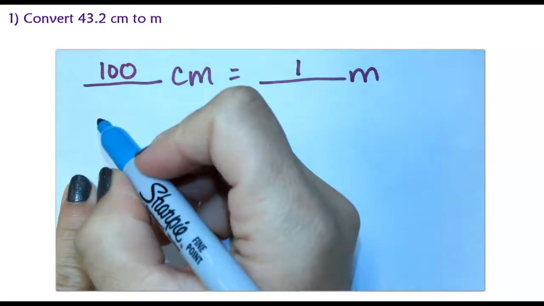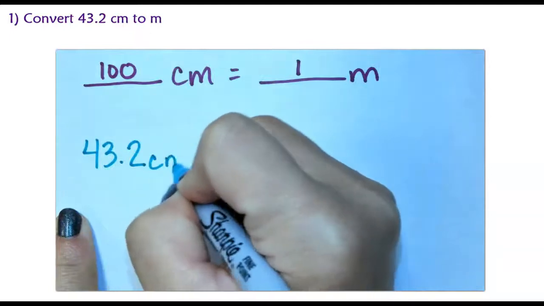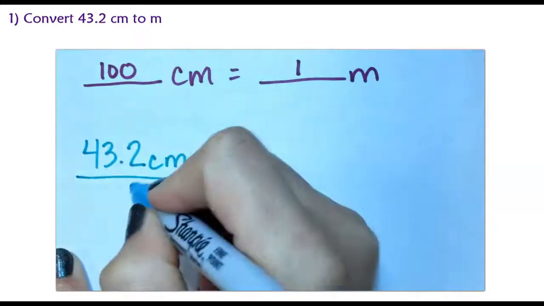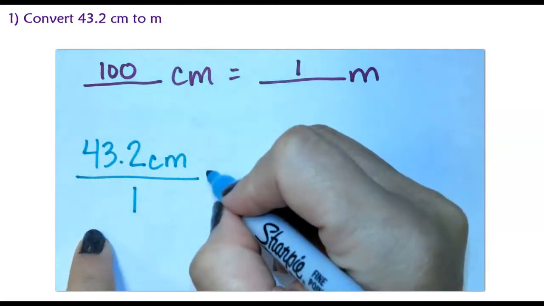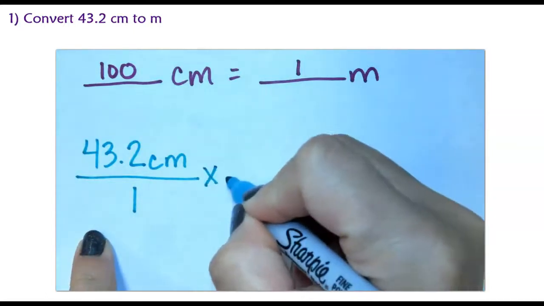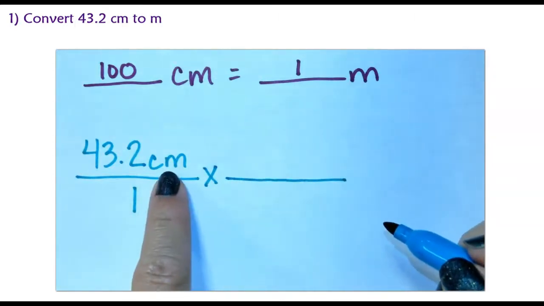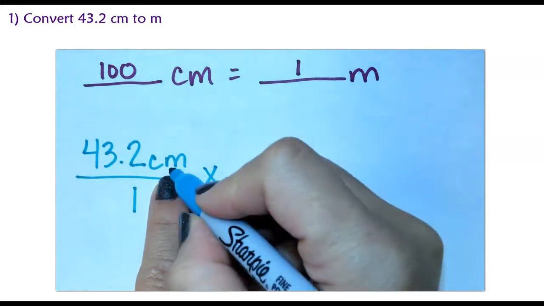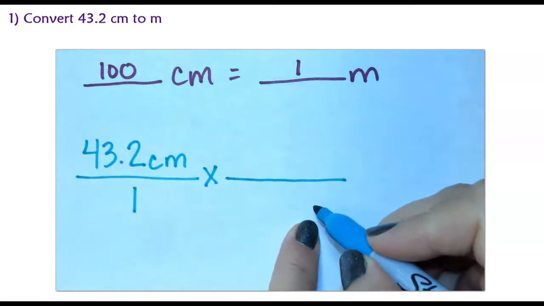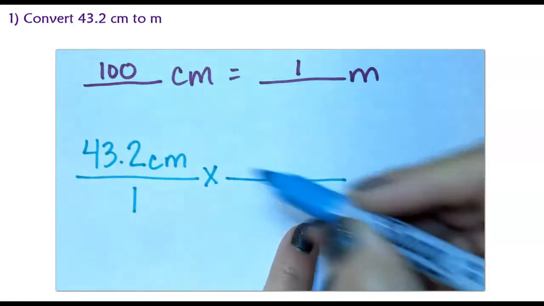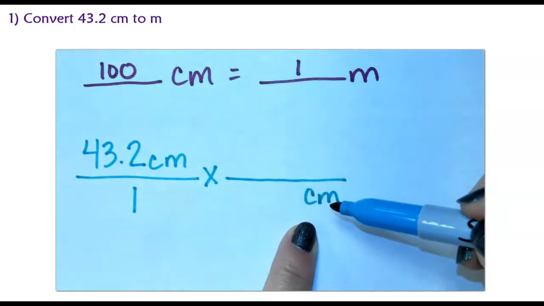So the given value is 43.2 centimeters, and we're going to put it over 1. You don't have to put it over 1. This is just a habit that I have. Some teachers do not. I'm going to write times, draw a line, and then I want to set centimeters to cancel. And in order to do that, I'm going to take it from the top and move it down here to the bottom. We're going to bring the unit down. Now it's set to be centimeter divided by centimeter, which will cancel them.